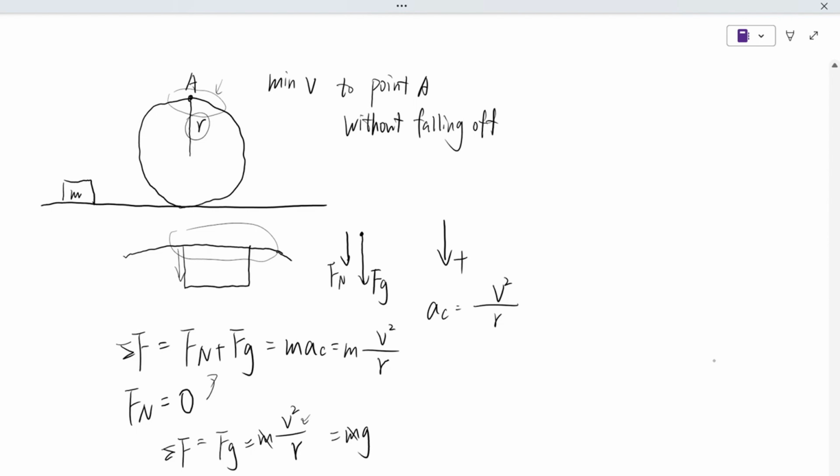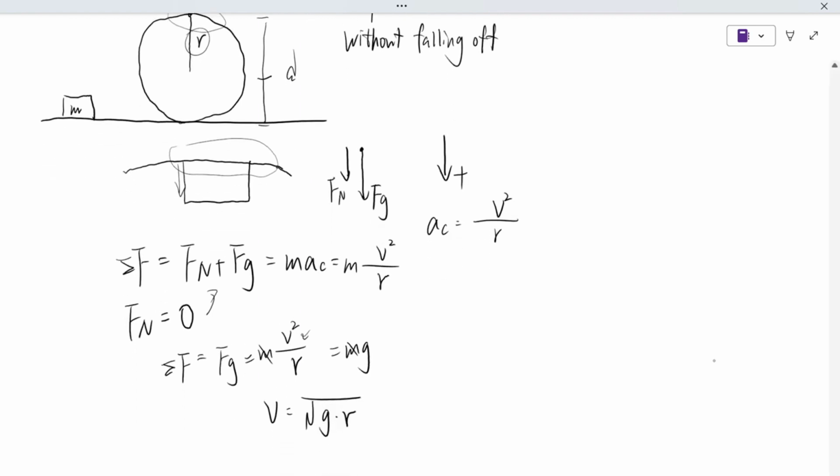But sometimes it will give you the value of the diameter of this thing. Remember to divide it by 2. If it gives you the diameter of the circular track as d, the formula will change to the square root of g times d over 2.